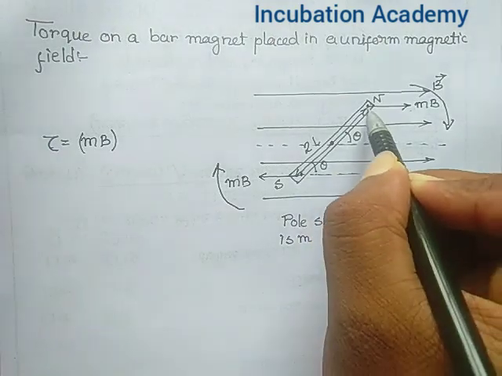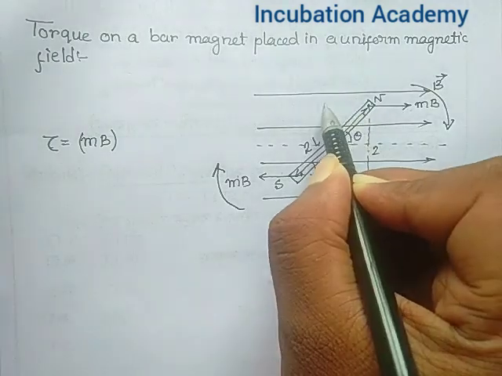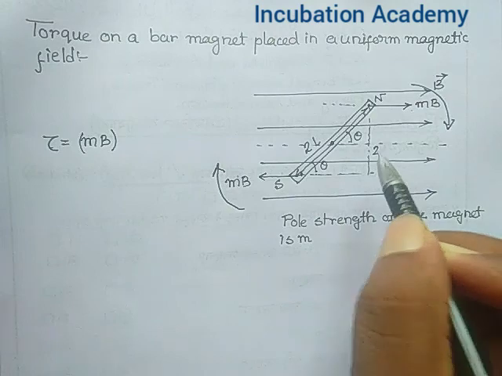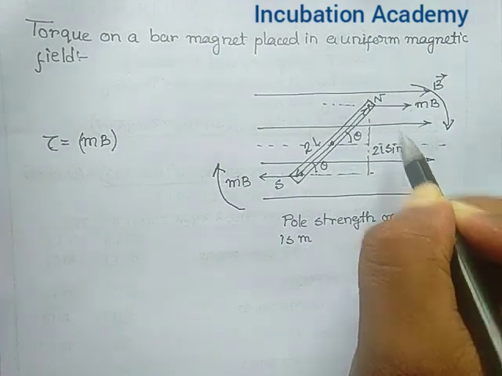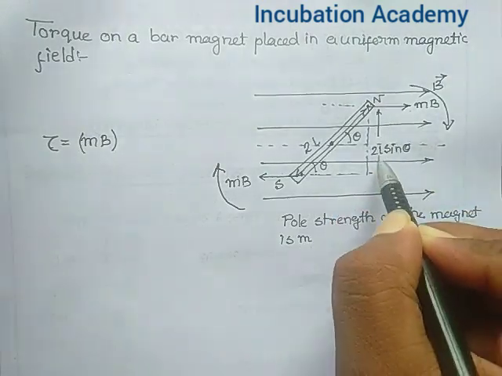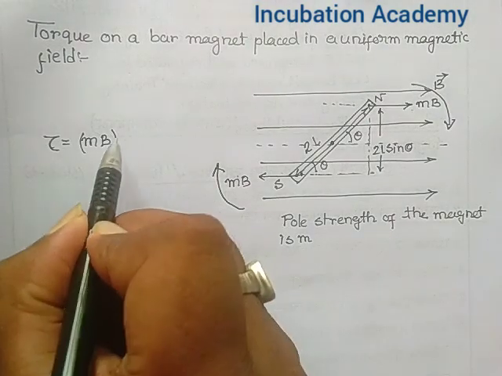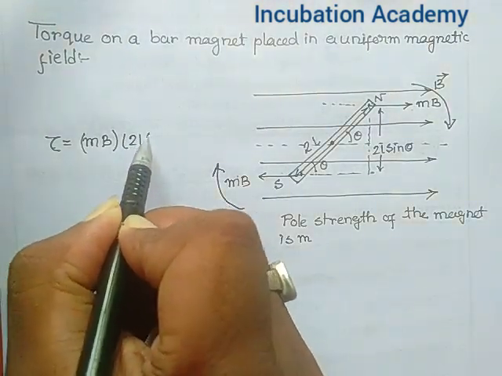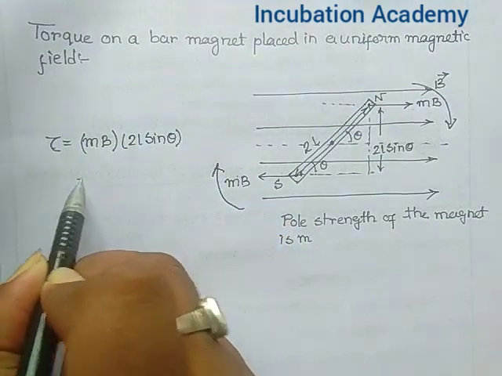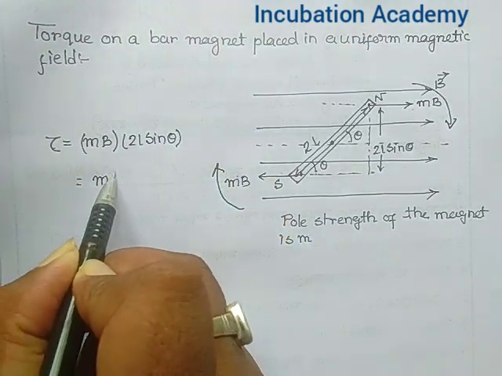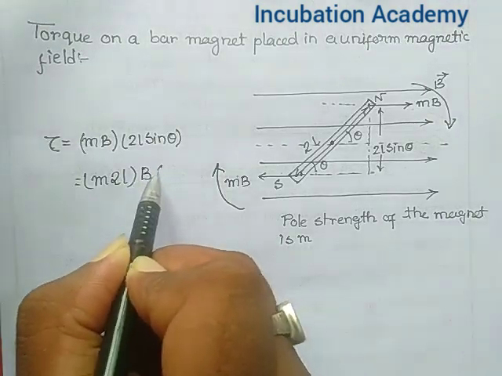If the angle is theta, then the separation between the lines of action of the two forces is simply 2l sin theta. The perpendicular distance between the lines of action of the two forces is simply 2l sin theta. So it becomes M into 2l into B sin theta.